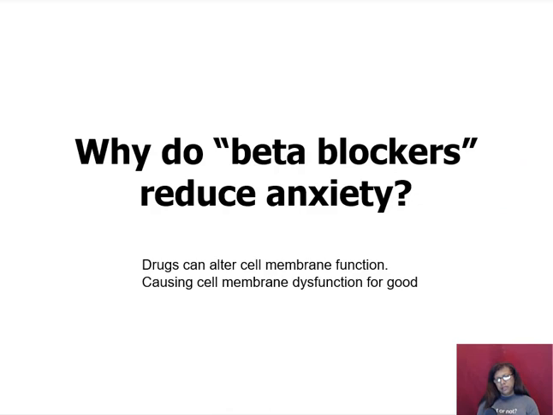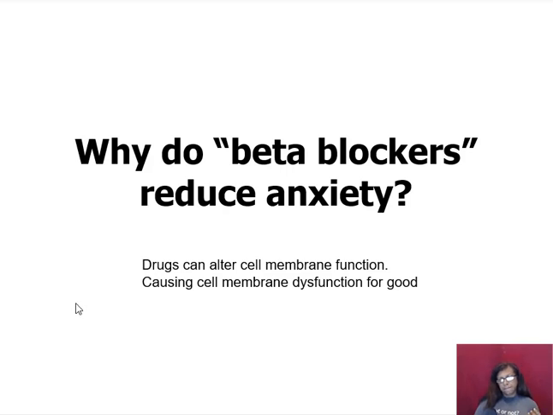But also, let's talk more about why we care about cell membranes, right? So let's talk about beta blockers. The question is, why do beta blockers reduce anxiety? If you have anxiety, you may actually be prescribed beta blockers. So this knowledge of how cell membranes work allows us to make different drugs to control different conditions that we may have. So it's important knowledge, right?